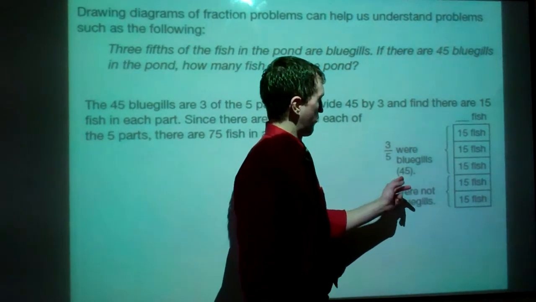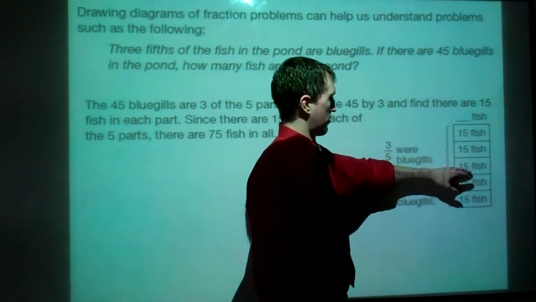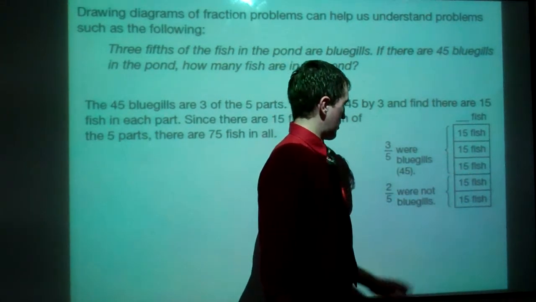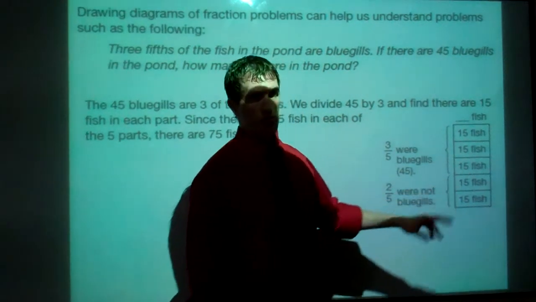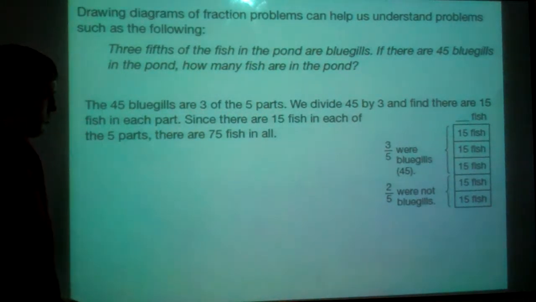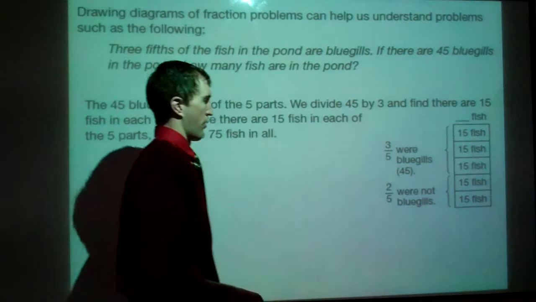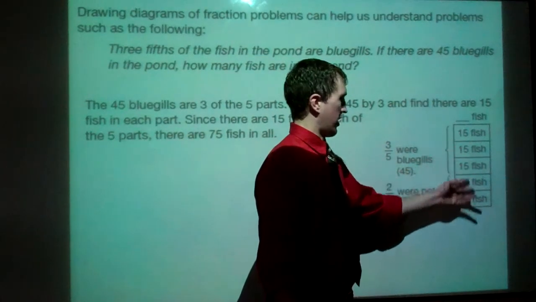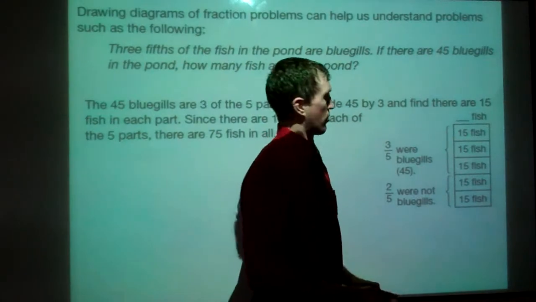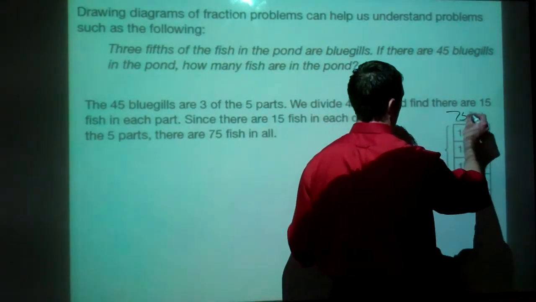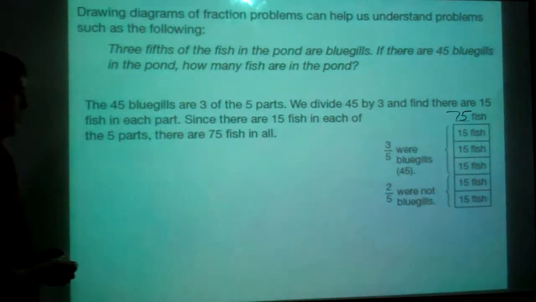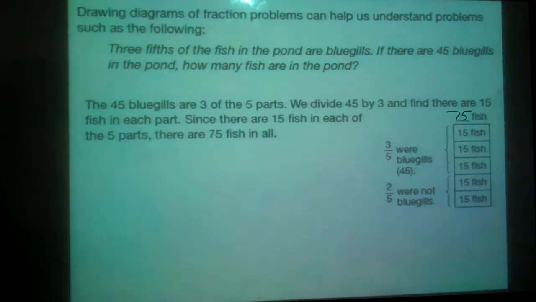3/5 were bluegills, that's 45. 15 plus 15 is 30, plus 15 is 45. And then 2/5 were not bluegills. That leaves our other 2 boxes, the 2 of the 5. If we add up everything, 15 5 times, we should get 75 fish total. So your shortcut there would just be to do 15 times 5. The diagram definitely helps, and I would encourage you to use it. If you're comfortable without using it, there are other ways around this.